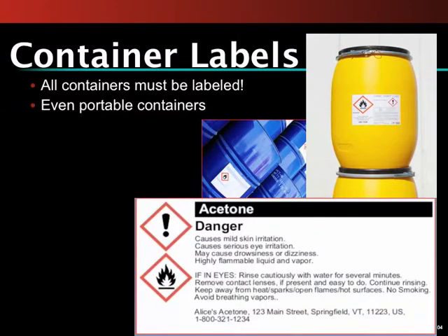Through GHS, there are new container labels that are going to be implemented. They're supposed to be easy to read and quick to understand. All containers must be labeled, even the portable ones, and you must be adept in understanding how exactly to identify the pictograms and any type of precautions that are associated with the chemicals just from reading the label.